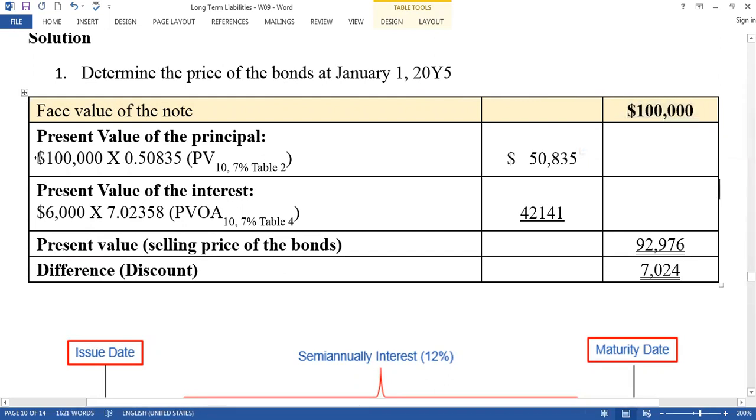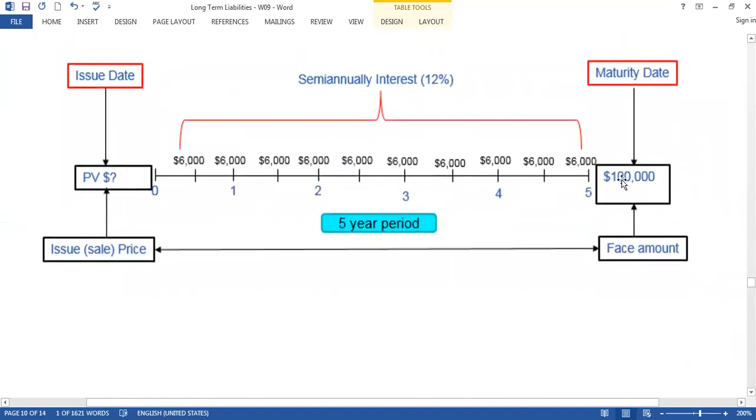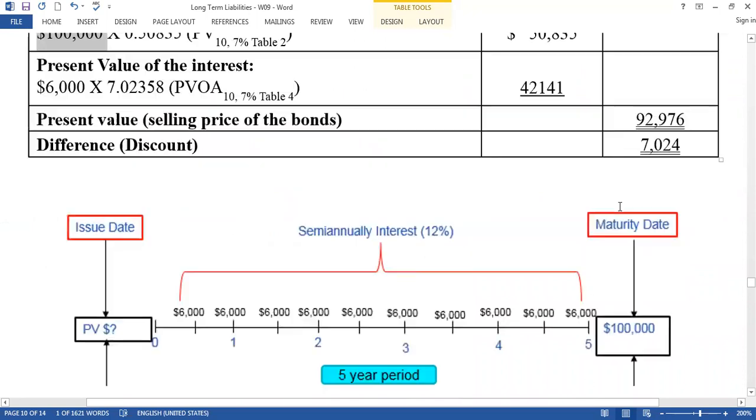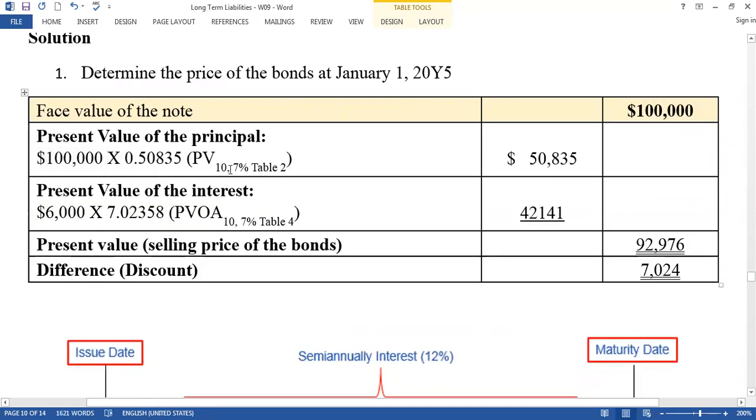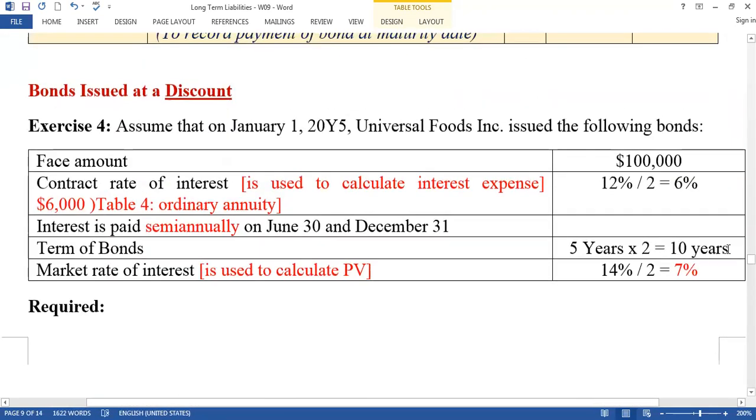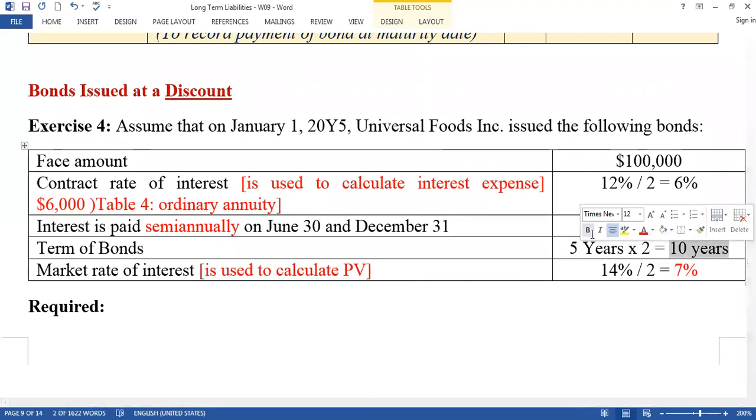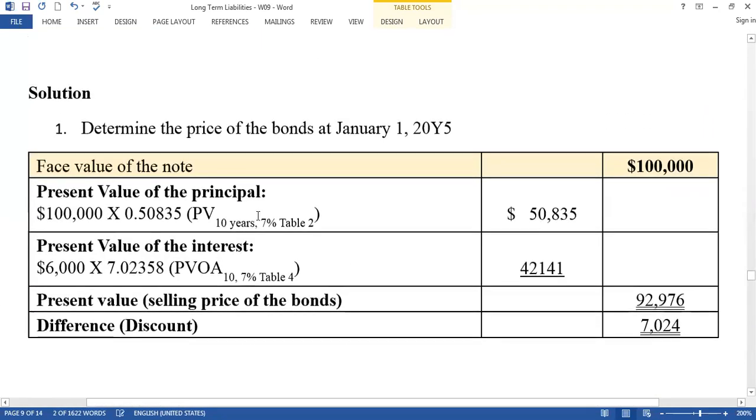Now you know how to calculate the present value of this $100,000. What is the present value of $100,000 today? It is only one time, right? So we are going to use 10 years, because the term of the bond becomes 10, because there are 10 installments. So 10 years, 7%, and we are going to use table 2. So this is the present value of $100,000.